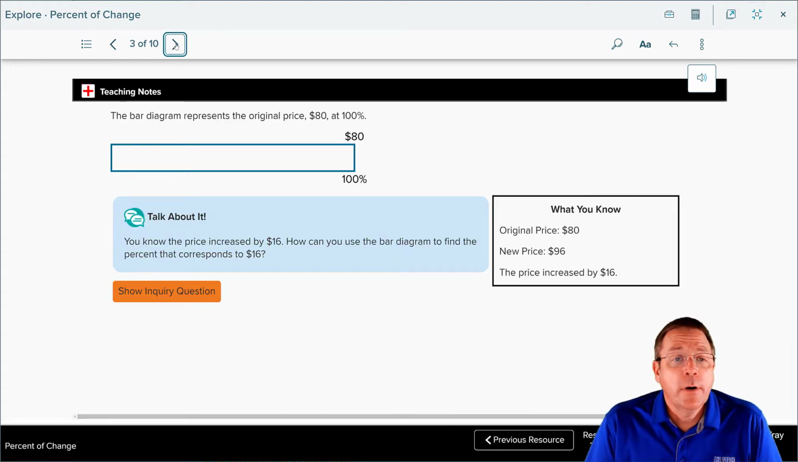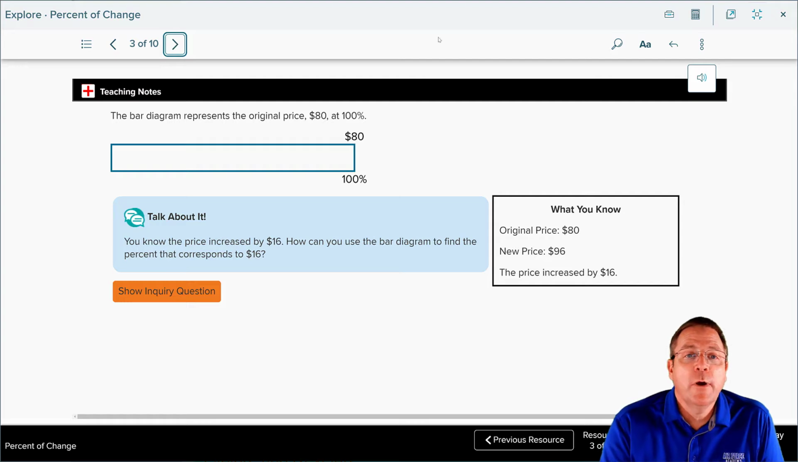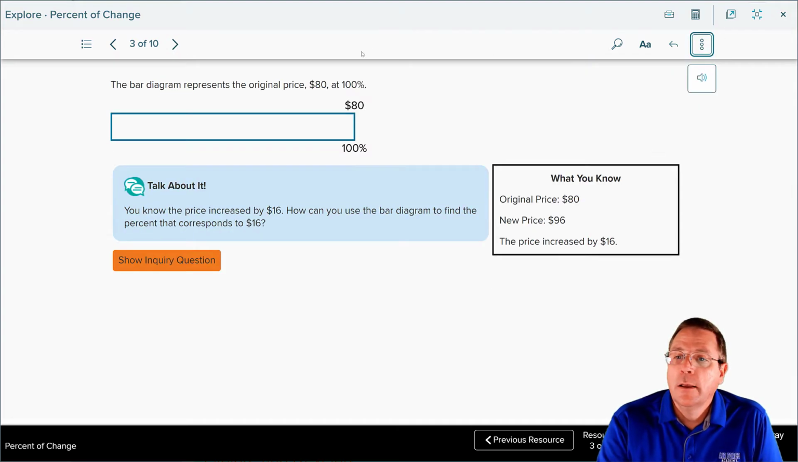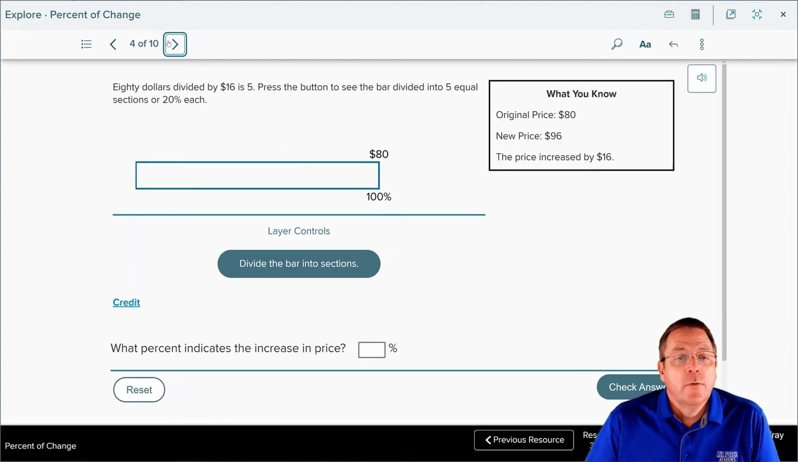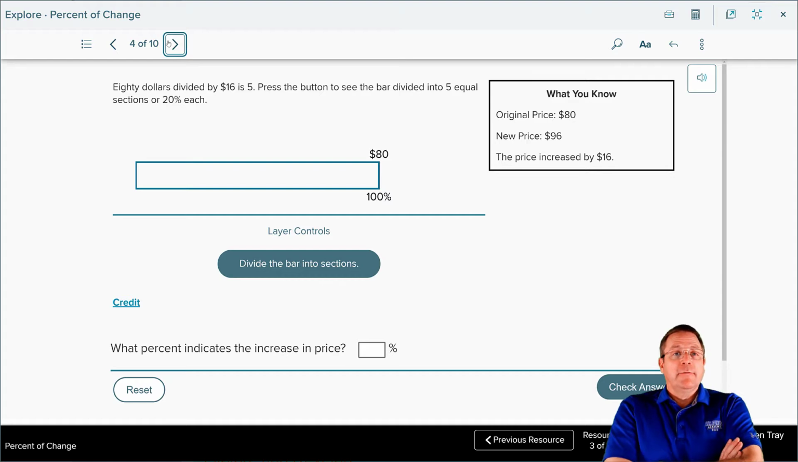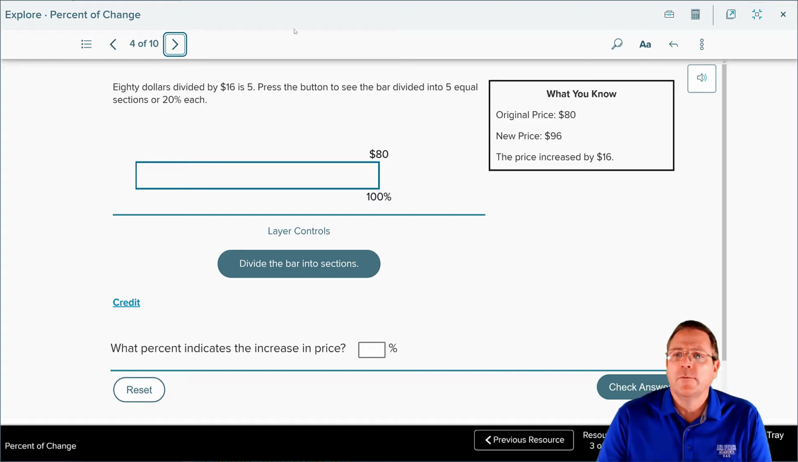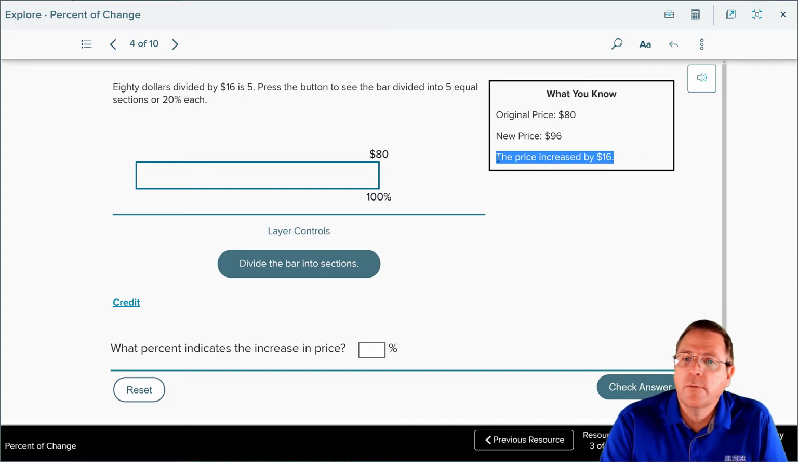Next, the bar diagram represents the original price, $80, at 100%. The original price was $80, the new price is $96, and the price increased by $16. From here, we're going to take that $80 and divide it by 16, and that's going to give us 5, which dividing by 16 is because of this value right here. It said the price increased by 16, and when you divide by 16, you get 5.